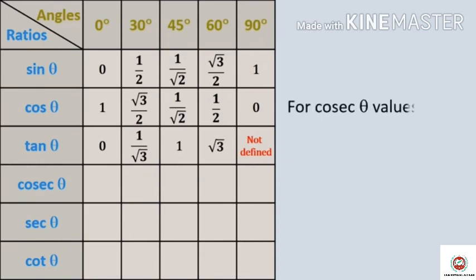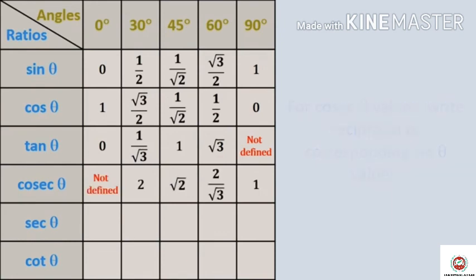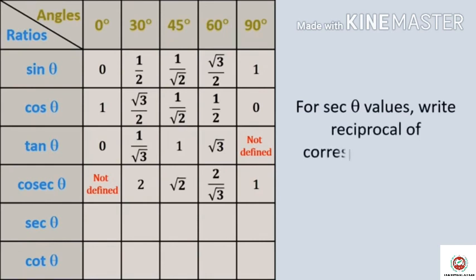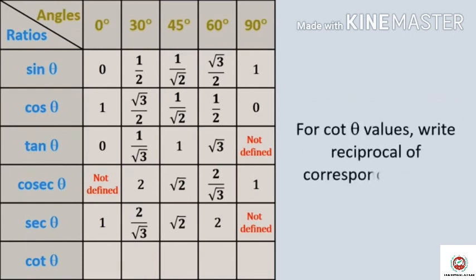For the cosec theta values, cosec theta is the reciprocal of sin theta, so write the reciprocal of the corresponding sin theta values. For sec theta values, write the reciprocal of the corresponding cos theta values. Then last, for the cot theta values, write the reciprocal of the corresponding tan theta values.